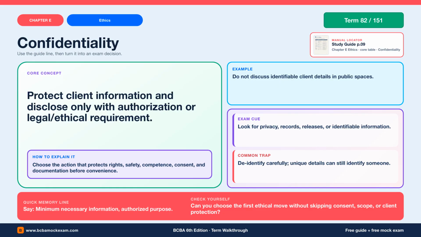Confidentiality. Confidentiality means protecting client information. For example, client data should not be discussed in public spaces or shared with unauthorized people. The exam cue is records, identifying information, sharing data, privacy, or communication with third parties. The trap is assuming good intentions allow disclosure. Even helpful sharing needs authorization and appropriate safeguards. Memory line. Protect the information that identifies the client.